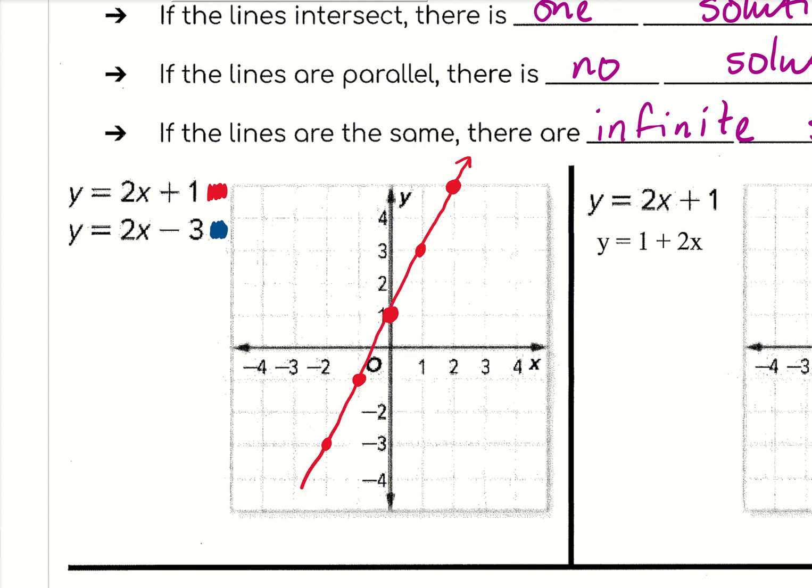Okay, and guys, you don't have to graph as many points as I'm doing here. I just want to make it very clear what the graph looks like. So if you do fewer points, it's not a big deal. Just make sure you have at least 3.